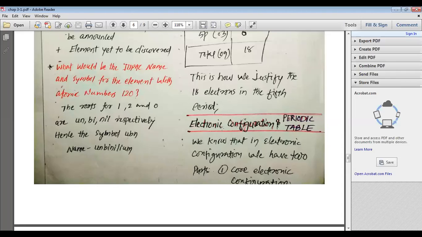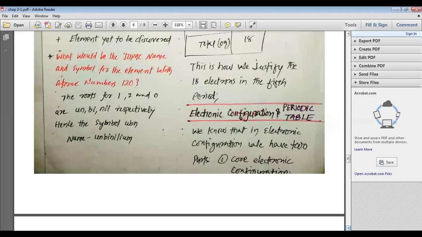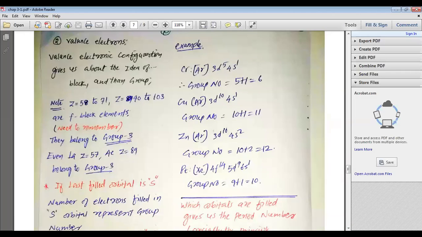We know that in electronic configuration we have two parts. One part is known as the core electronic configuration, whereas the other part is known as the valence electrons. The core electrons do not give us the exact idea about the position of the element in the periodic table, but valence electrons are quite useful for us to know the position of the element in the periodic table.